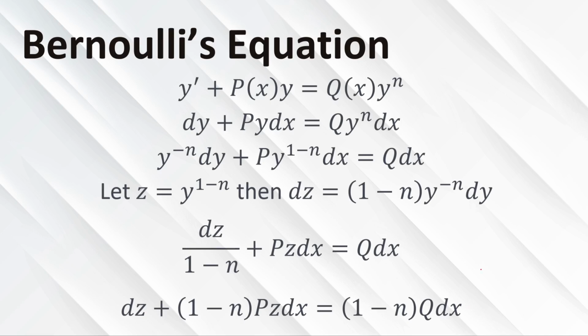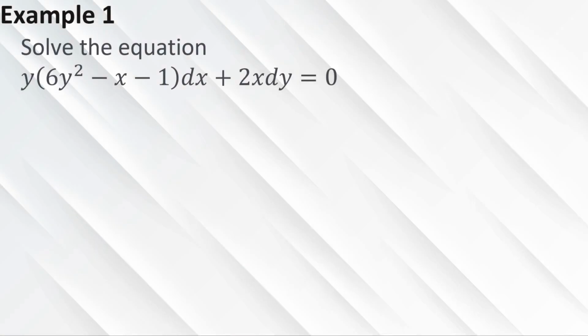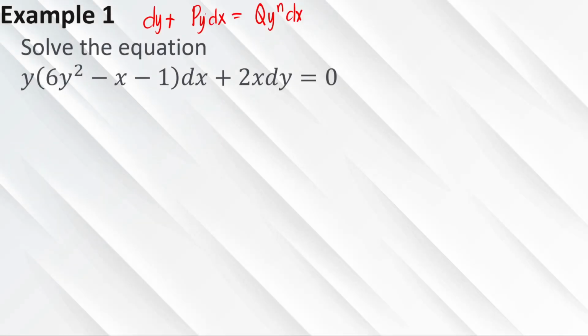So let's try to solve an example para mas maintindihan. So meron tayong equation dito na y times (6y squared minus 6x minus 1) dx plus 2x dy equals 0. Siyempre, yung standard equation natin is, doon na ako sa part ng dy. We have dy plus Py dx equals Q y raised to n dx, if I remember correctly. Yes. Where P and Q are functions ni x.